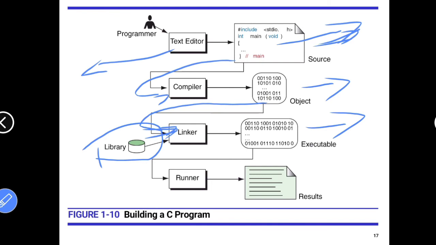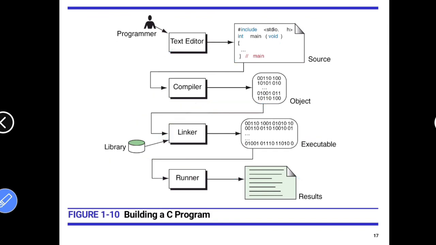After taking the executable format, it goes to the runner, and the runner runs this program, and the result will be published. This executable format has machine level language, so your computer understands it better. Converting this source code, written in C, which is a high level language, to machine level language is what this process does.